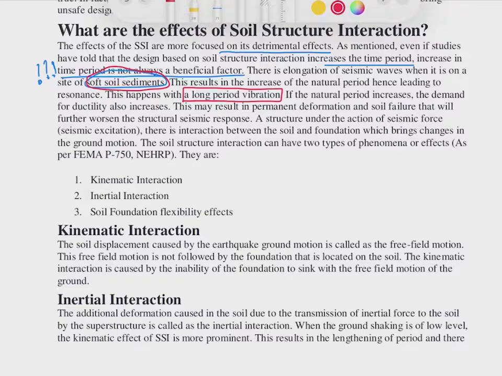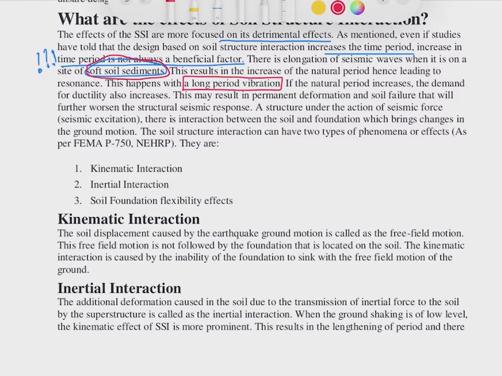In resonance the amplitude is magnified and that causes maximum damage, or the severity of the effect of the earthquake is enhanced. So if the natural period increases, the demand for ductility also increases, because time period is increasing, so the structure has to become more ductile, and due to providing more ductility, there will be permanent deformation and soil failure also. Both will happen, permanent deformation and soil failure. So this is the detrimental effect of SSI that will further worsen the structural seismic response.